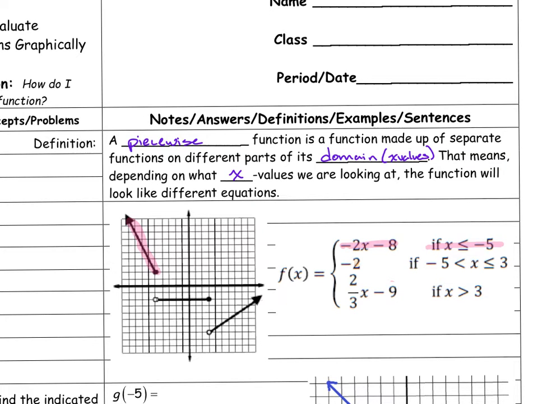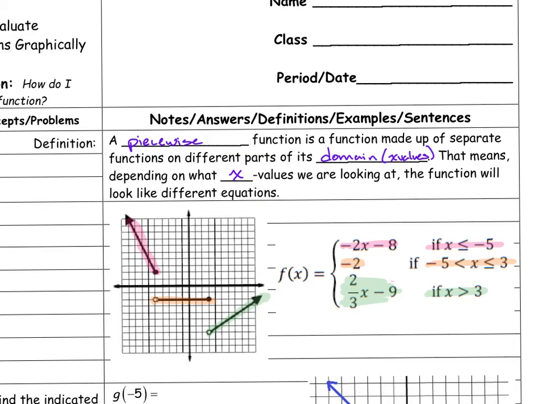And then right here, the one that's at -2 is between -5 and 3. And then we've got this last one that's 2/3 x minus 9, and it's when x is greater than 3. So if you can look, the line starts at x equals 3, and then all the numbers that are greater than 3 are on that line. So those are the pieces that go with each other, and that's what makes a piecewise function. It's different functions or different lines, different types of graphs all together on one graph or one equation. So that's what we're looking at today.